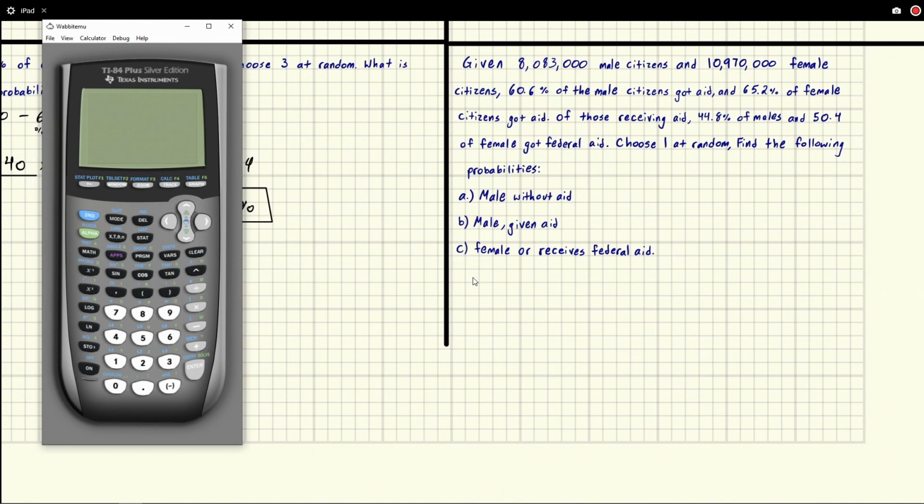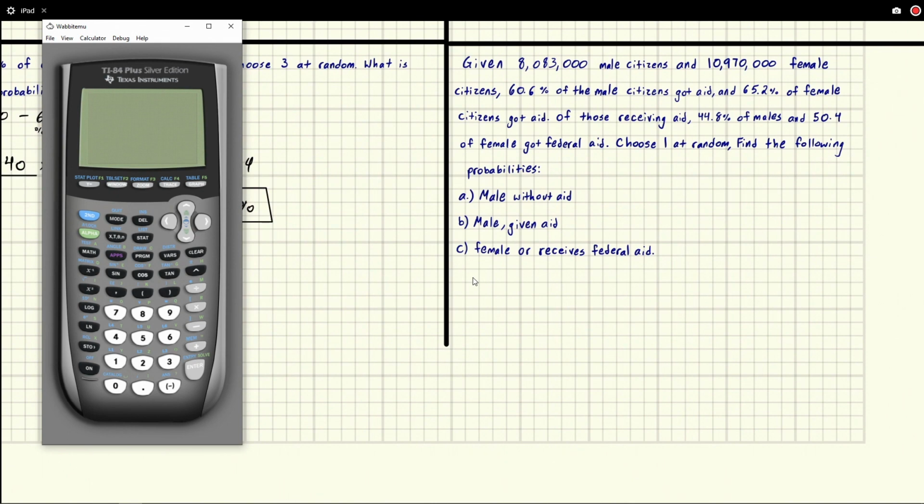Given 10,097,000 female citizens, 60.6% of the male citizens got aid and 65.2% of the female citizens got aid. Of those receiving aid, 44.8% of males and 50.4% of females got federal aid. Choose one at random. Find the following probabilities.